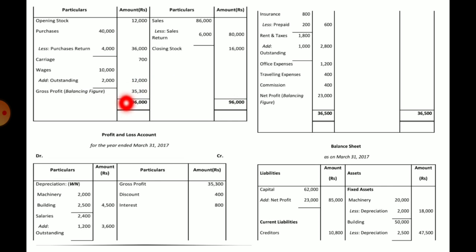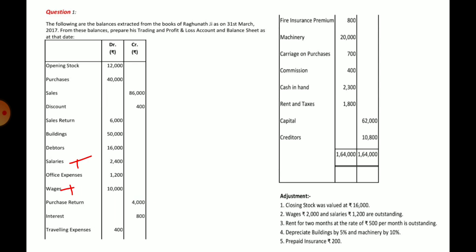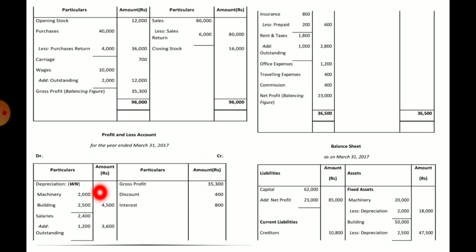So this gross profit is transferred to the opposite side, from debit to credit, gross profit, and after that, first of all, depreciation. Okay, on machinery 2000 and on building 2500, that is total depreciation will be 4500, and on salary there is an adjustment. See here in the question, adjustment is given about 1200, so it will be added to salary.